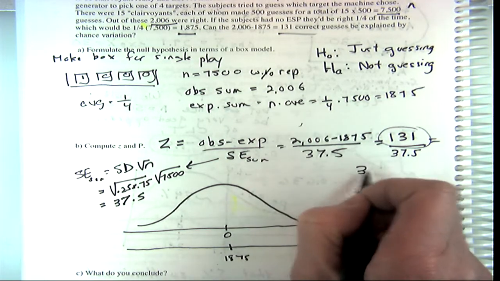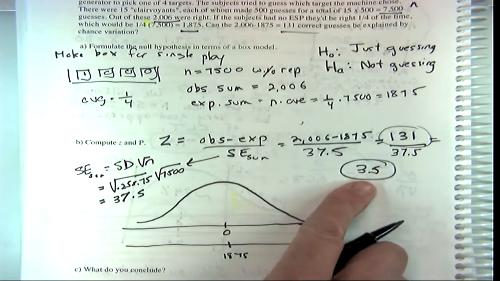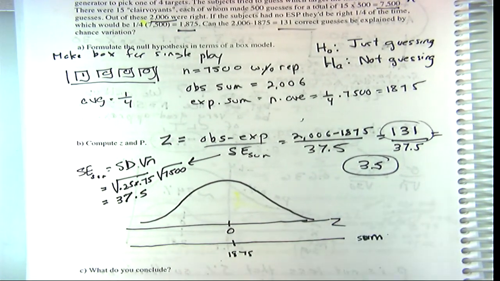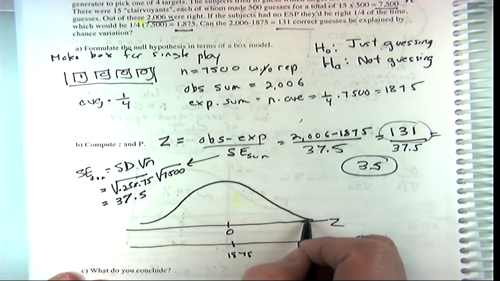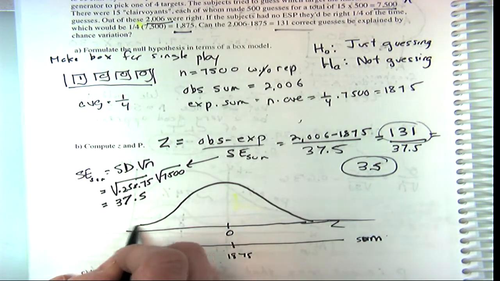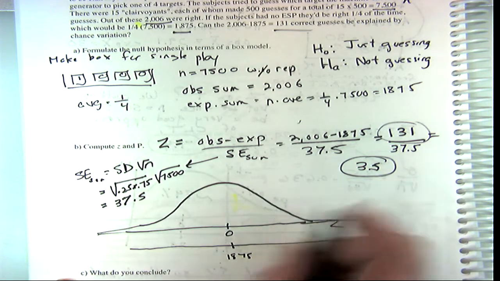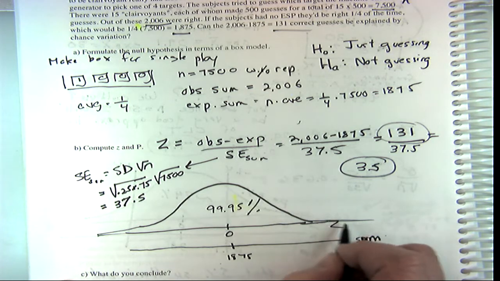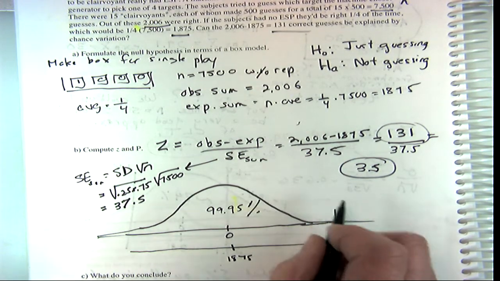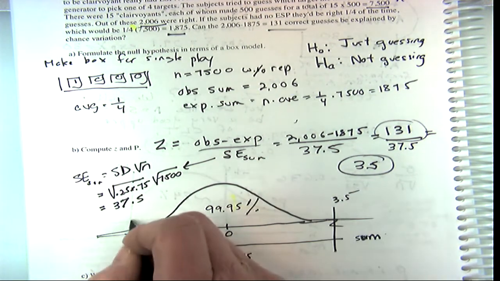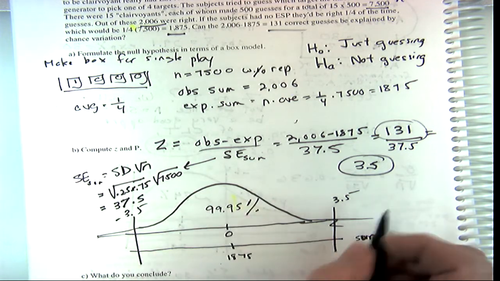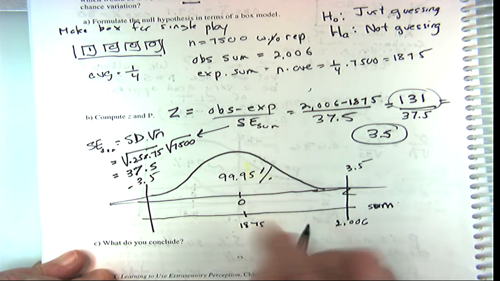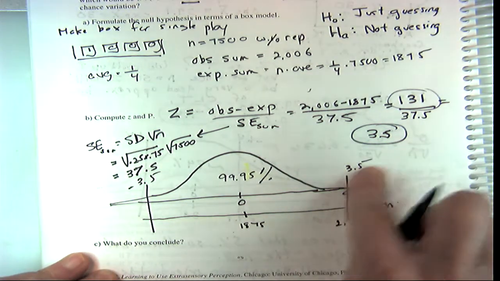And now you see this astronomical z-score. You know it's going to be way, way out there. That's a huge z-score. 99.95% is within 3.5 and negative 3.5, and that's where the 2,006, or the 131 extra guesses, winds up.